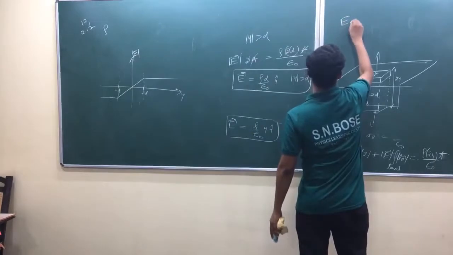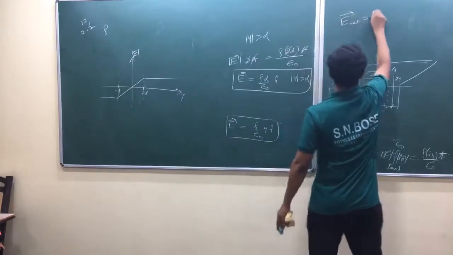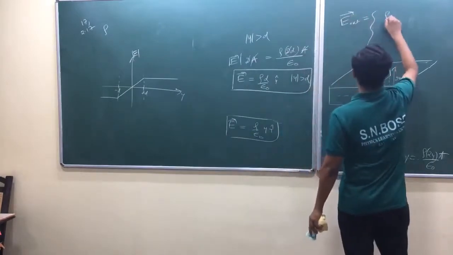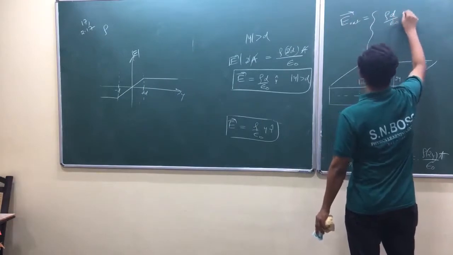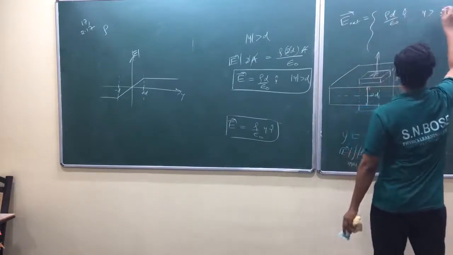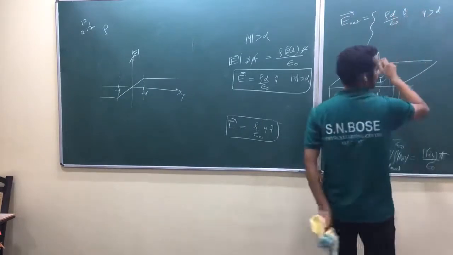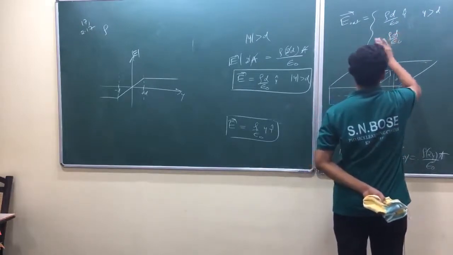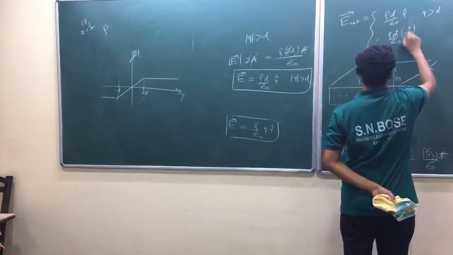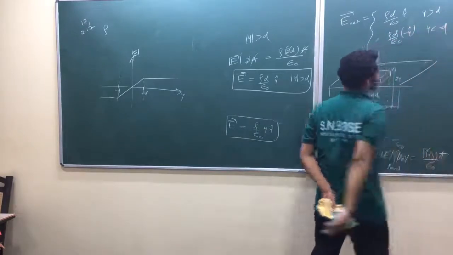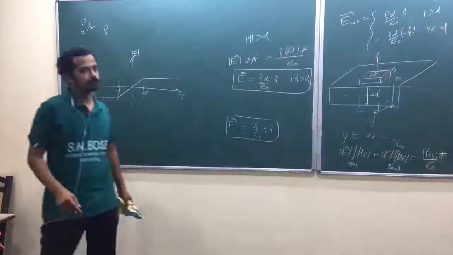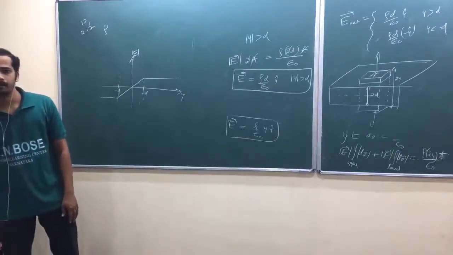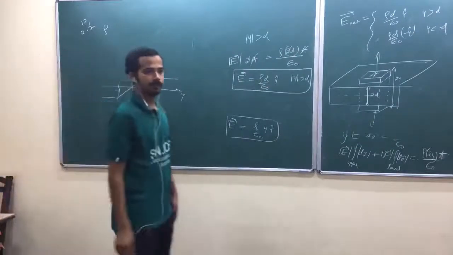So E outside, let me write E outside the slab, that's equal to rho d by epsilon naught y cap if y is greater than d. Okay, minus rho d by epsilon naught, or rho d by epsilon naught minus y cap, when y is less than minus d. Is that okay?